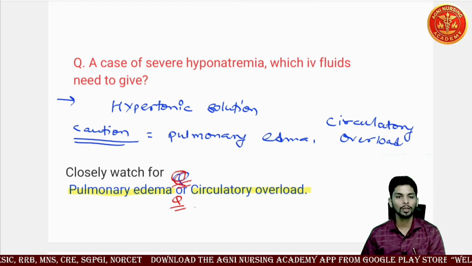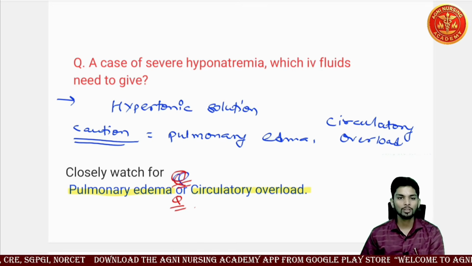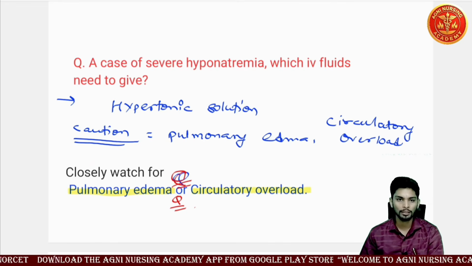The examiner is going to ask, while giving which type of solutions will the risk of pulmonary edema or circulatory overload be there? So we have to give the answer: hypertonic solution.